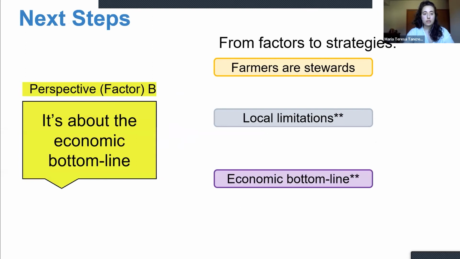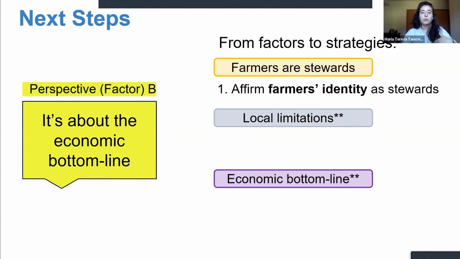And so, for example, our team will be hiring a postdoc who will be collaborating with the extension team to try and come up with those tailored strategies. So from the factors and what we're learning about those perspectives, we will be able to create those tailored strategies. And so, for example, going back to our perspective B, the ones who are all about the economic bottom line, well, we know that as for other farmers, they still think that farmers are stewards. And so one important thing to keep in mind is that we should keep affirming the farmer's identity as stewards.